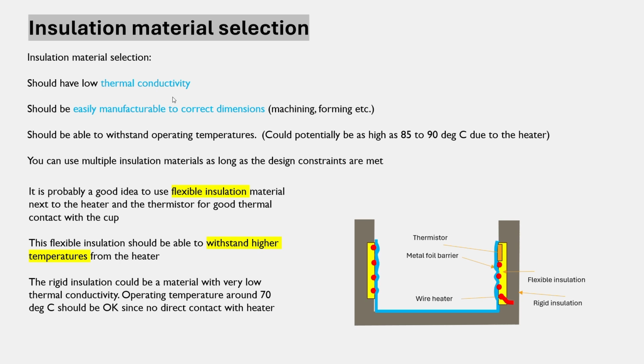are thermal conductivity. Okay, so the insulation material, the primary property that matters is the thermal conductivity. The second one is how easy is it to manufacture for the purpose of this project. Okay, there might be materials that are really good. You could have a vacuum sealed cup, but it's difficult to manufacture for the project, right? So it should be practical for the time frame of the project, easily manufacturable to correct dimensions, right? You want good contact with the cup. So those two are the main.